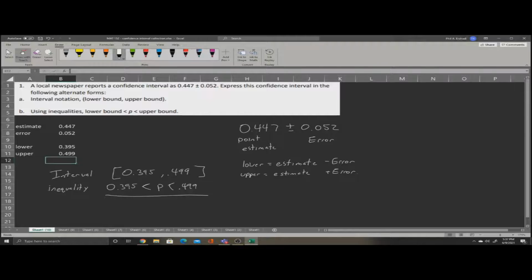We can draw a picture to go with this as well. We could say that our point estimate in the middle is 0.447, and then on the left side we'll put our lower bound, which was 0.395, and on the right side our upper bound, which is 0.499. Our confidence area will be this region in between the lower and the upper bound.